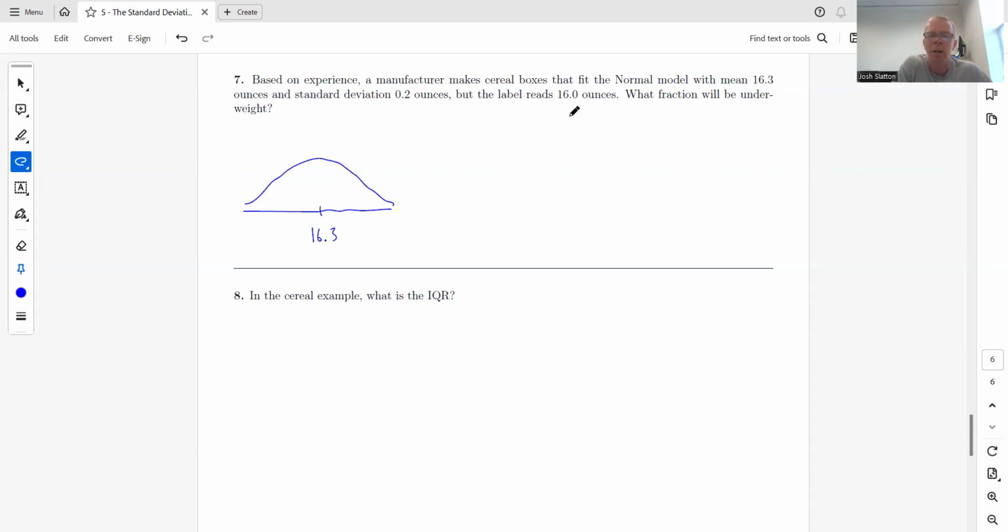So you cannot use the 68, 95, 99.7 rule. In fact, you really only will use that if it explicitly says to use it. On the homework, it will say, according to that rule, what proportion is above or below or between. If it doesn't say that, we're going to use the calculator, use the normal CDF or the inverse norm, as the case may be. So what fraction will be underweight? Actually, let's go overweight just to show something here. So let's change that to overweight.